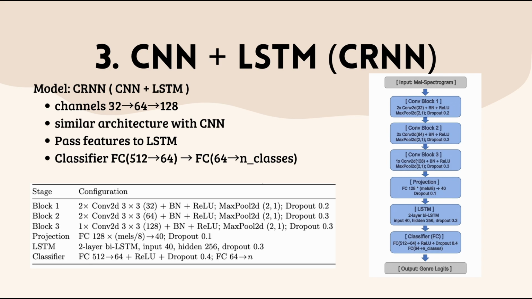Our CRNN combines the CNN front-end with an LSTM. We use a similar architecture as our baseline CNN model, then use a projection fully connected layer to compress feature maps to 128 dimension embeddings per frame, so they can be fed into an LSTM to model long-range patterns. Then finally, a classifier maps the 512 dimension sequence representation to 64 units with ReLU and dropout, then to genre logits.